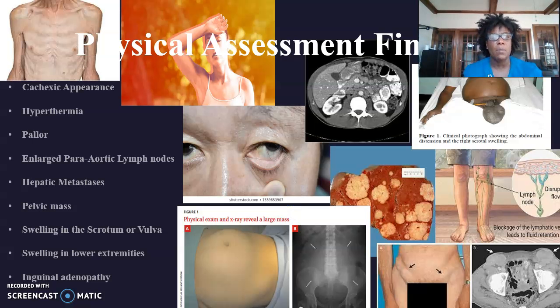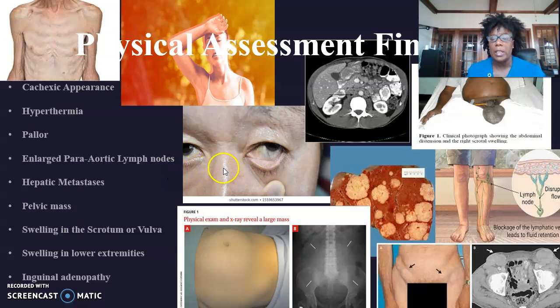And here we have some assessment findings. And I include some pictures to kind of give you a mental picture of how each would look. We have that cachexia appearance, which is that physical wasting away, and that loss of muscle. Hypothermia. Have that pallor, just that pale look.